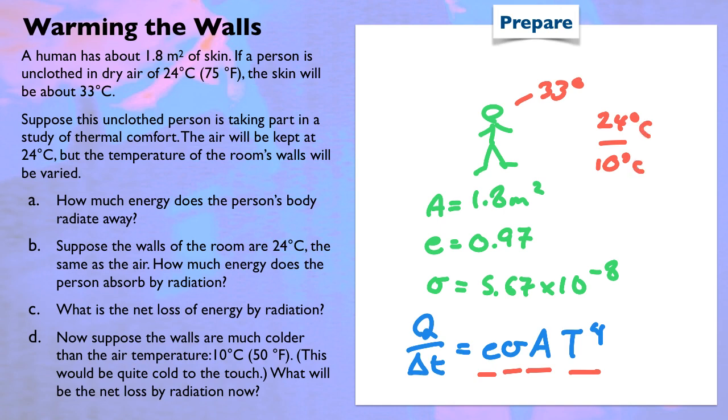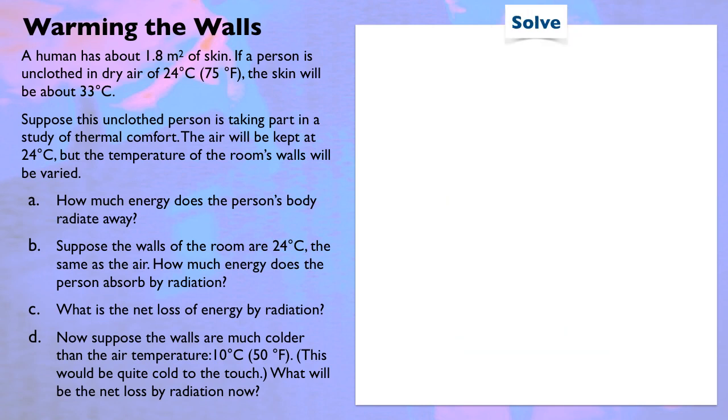Now, we're going to need to compute using this equation right here. And this equation requires temperatures in Kelvin. So I'm going to go ahead and take my temperatures and put them in Kelvin to save me a step later. 33 degrees is equal to 306 Kelvin. 24 degrees is equal to 297 Kelvin, and 10 degrees is equal to 283 Kelvin. We need those values. And now we're ready to solve. If we're solving for the energy a person radiates, we're going to compute a power. It didn't ask, but it said how much energy is the person's body radiating away. Let's just say per second, and we're going to treat it as a power.